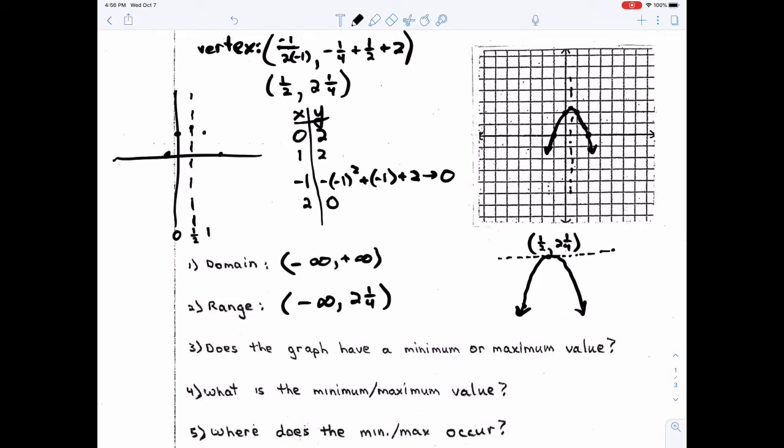So does the graph have a minimum or maximum value? Which does it have, first of all? Is it a minimum or is it a maximum? You got to answer that first. And this graph has a top to it. It doesn't have a bottom. So if it has a top, it's a maximum. So this is not a yes or no question. You have to actually tell me minimum or maximum, okay? Now, what's the minimum or maximum value? That's the 2 1/4.